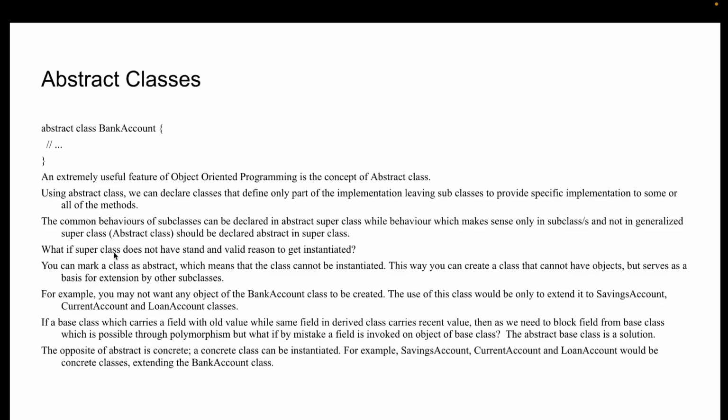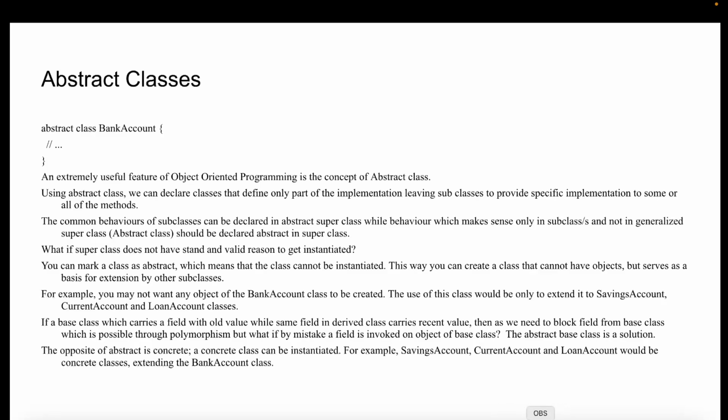What if the superclass does not have a valid reason to get instantiated? Then you can mark the class as abstract. There might be certain scenarios where you do not want to create an object of the class. In such a case, you can mark that particular class as abstract. When you mark a class as abstract, that means we cannot create an object of that class. This way you can create a class that cannot have objects but serves as a basis for extension by other subclasses. We'll see this with an example now.